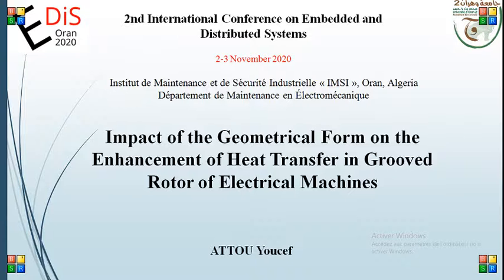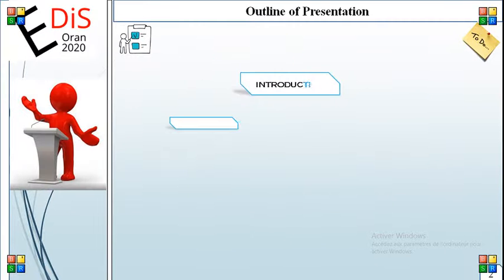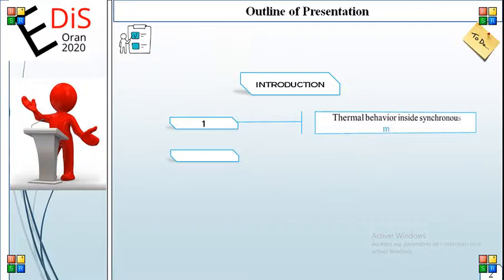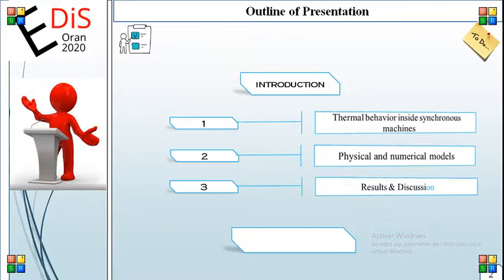So my presentation is divided into 5 main sections. Firstly, an introduction. Secondly, the thermal behavior inside synchronous machines. Then I will explain the physical and numerical model and interpret the result of the numerical simulation. And finally, in conclusion, summarizes the work undertaken in this research. So let's begin with an introduction.